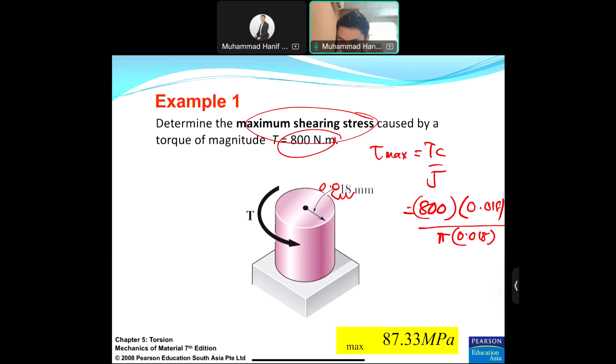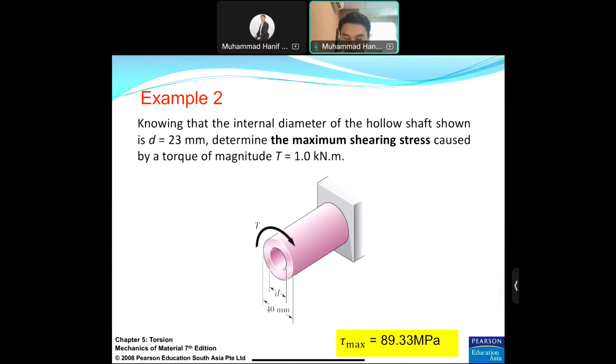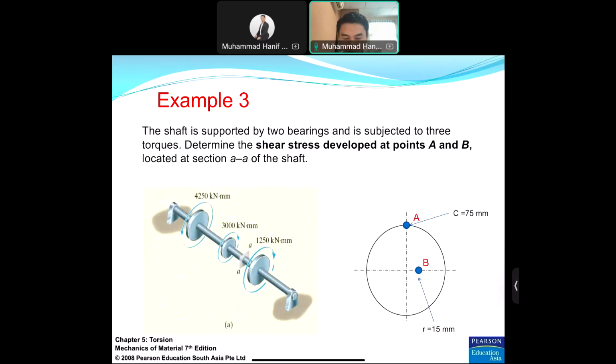Pi times 0.018 power 4 over 2. You calculate and you will get the answer for tau maximum. You can go through it later on and try; this one is very simple. Example 2 is also simple. The only difference is J, which is for a hollow cylinder shape. You need to try it. Example 3, I will explain in the part 2 video. I think that's all for the part 1 video. See you in the next video.